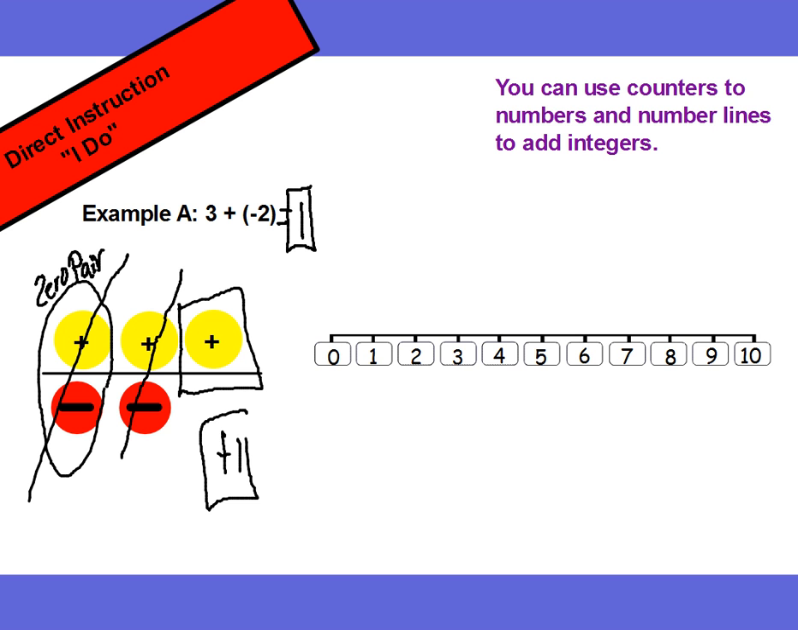I also have to be able to show it on a number line. When we do this on a number line, we always start at 0, and it says move 3 in the positive direction. So I'm going to move 3 in the positive direction, and then go 2 places in the negative direction. And I'm back here at positive 1 also. Pause if you don't have this already in your notes.